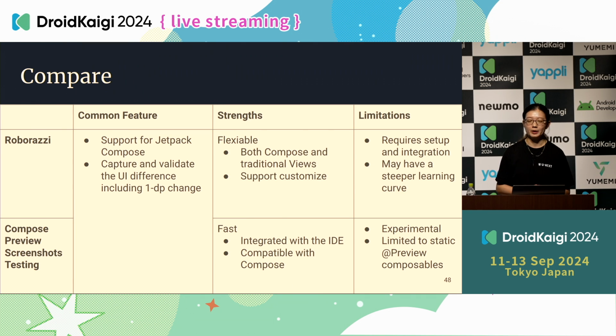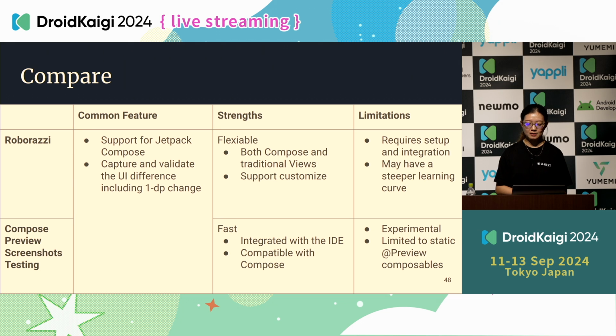And let's recap this part. I wrote a comparison of Roborazzi and CPST. They share common features, like both support Jetpack Compose. They can capture and validate UI differences even down to a 1 dp change.